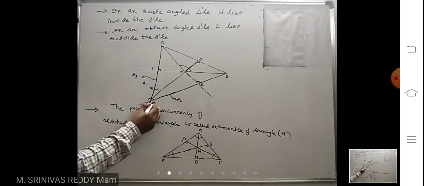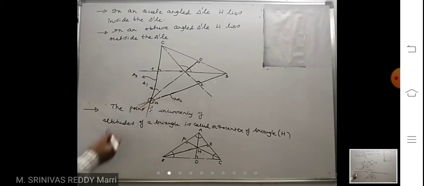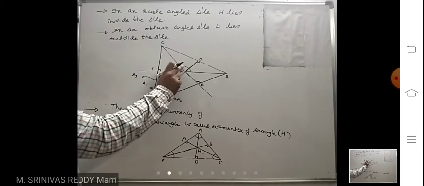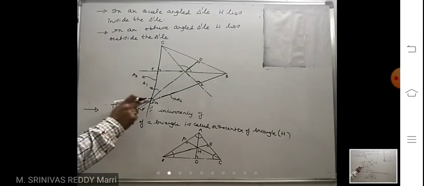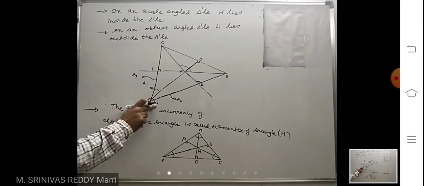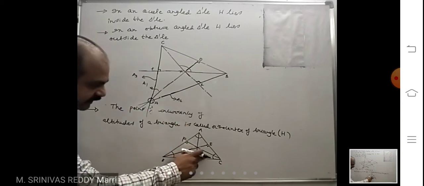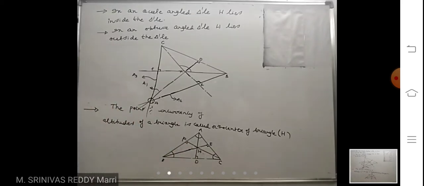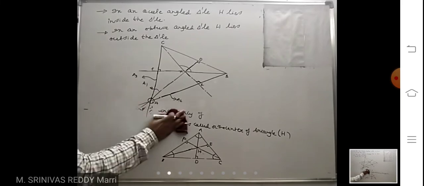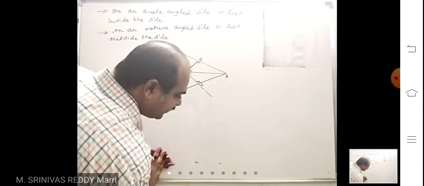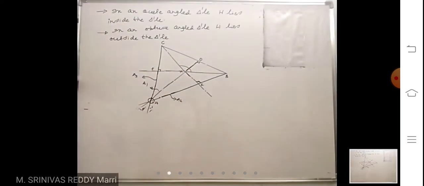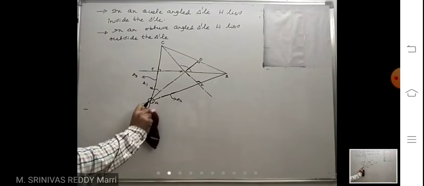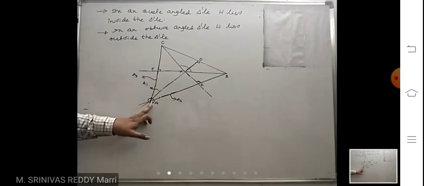They are meeting outside the triangle. This is called the orthocenter. So when the triangle is an obtuse angle triangle, the orthocenter will always lie outside the triangle. If the triangle is an acute angle triangle, the orthocenter will lie inside the triangle. Just remember that point. The definition is the same: the point of concurrency of all the altitudes is called the orthocenter. So here it lies outside the triangle because the altitudes are meeting outside. That's why it lies outside.